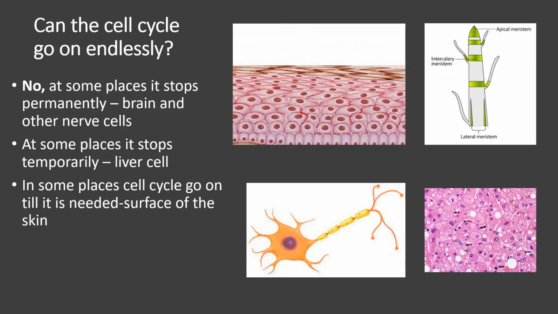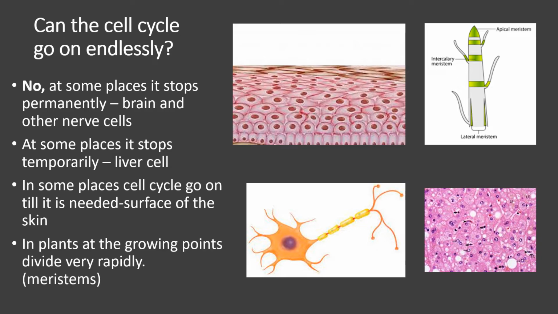Then the next point, in plants, the growing points, that is meristematic regions of the plants. Here you can see in this picture, these are the meristematic regions of the plants: apical meristem, intercalary meristem, lateral meristem. These are the different meristems present in plants. In these meristematic regions, cells will continuously divide. Rapidly dividing cells you can see in these regions. In these regions, cell cycle will continue.